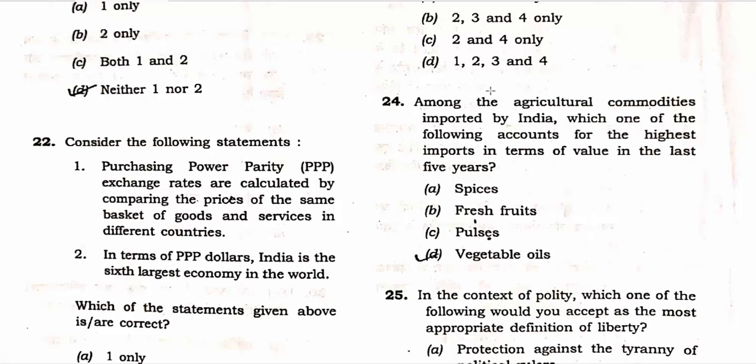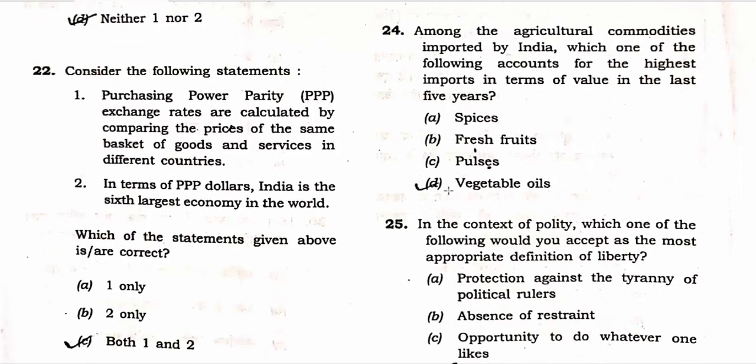Agriculture commodities imported by India would be mainly, as you see in the list, spices, fresh fruits, pulses and vegetable oils, but here we have to find out which one accounts for the highest imports. In that case, it is the vegetable oils which are the highest imports of all time. Then it is followed by pulses, then the fresh fruits, then you have cashew, oil, spices, and lastly comes the sugar. So this is the hierarchy with respect to the 24th question. The answer is D, vegetable oils.